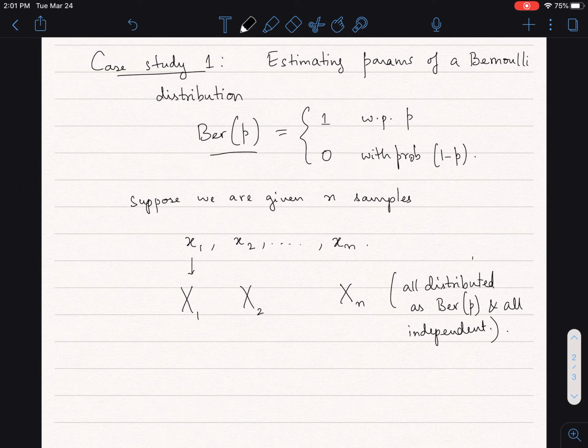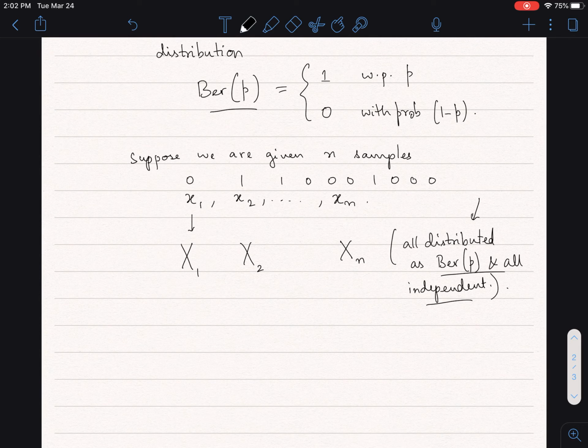So this is why we did this whole notion of independence of random variables right before we delved into the statistics parts of the course. Okay, so this is the setup. We are given n samples. These are actual values. Let's say I get a 0, I get a 1, 1, 0, 0, 0, 1, something like this. So you have n such samples, and now your goal is to find the p.